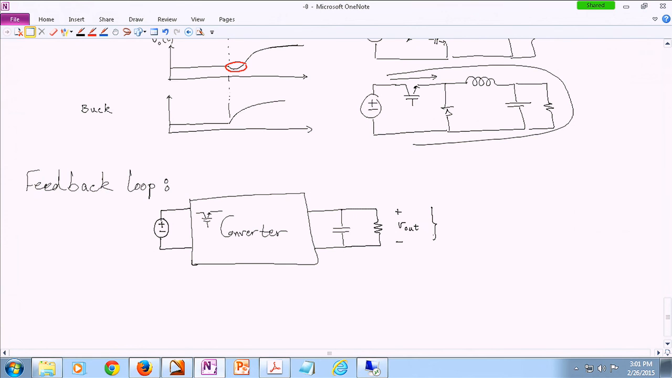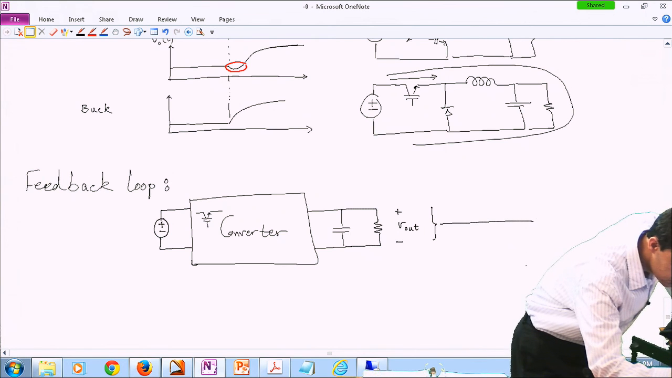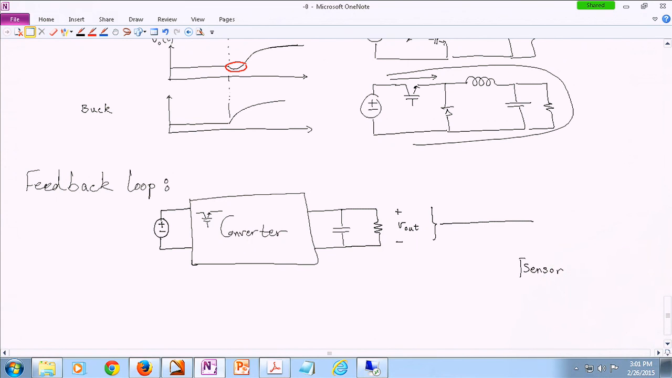Is it too much? Is it too little? So I need to measure it. So you need some sort of a voltage sensor to measure this output voltage. Now, this sensor may have its own transfer function. Okay, it could be like a low-pass filter. So in general, it's not just a number. It could be actually a transfer function. It's usually represented by H of s.